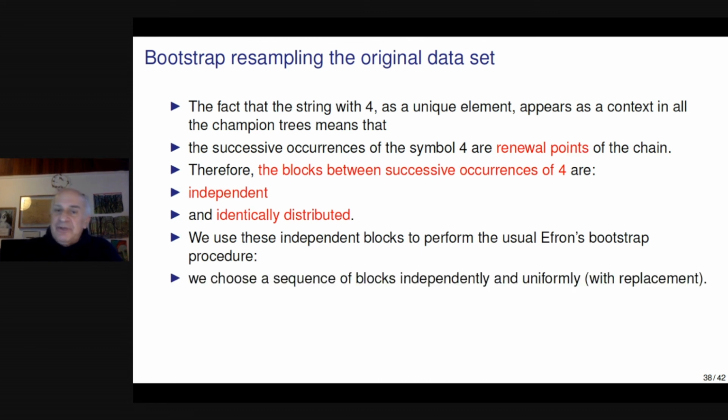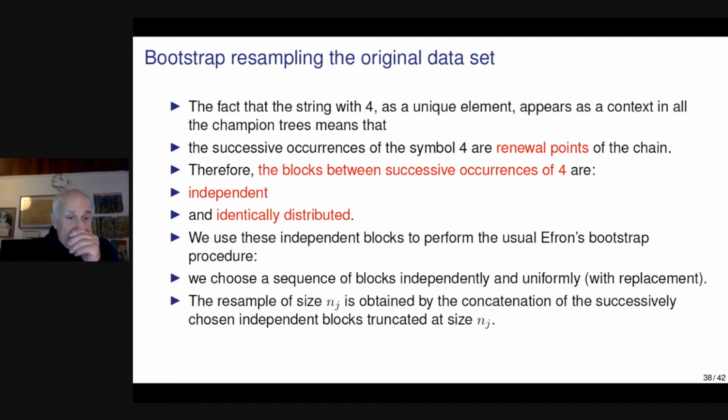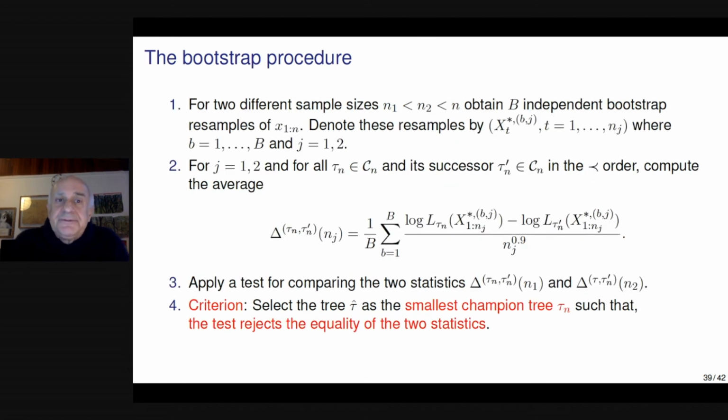We choose a sequence of blocks independently and uniformly with replacement, and the resample of size nj is obtained by the concatenation of the blocks we chose this way, and you truncate this string at size nj. Now, the bootstrap procedure. For 2 different sample sizes, n1 smaller than n2 smaller than n, obtain B independent bootstrap resamples. So n is the size of the original sample.